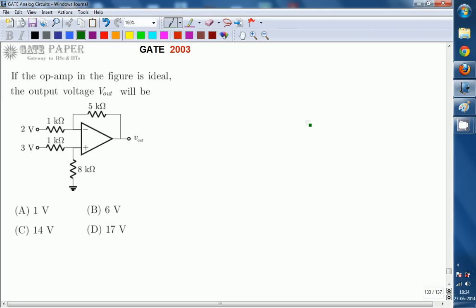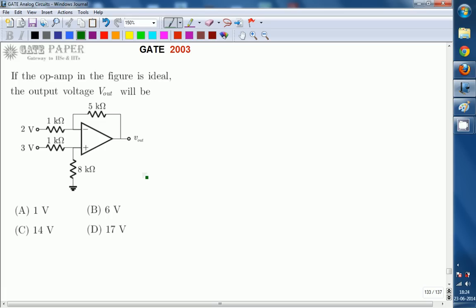Hello, we are discussing the GATE 2003 ECE paper, and this question is related to analog circuits. Look at the circuit diagram. If the op amp in the figure is ideal, the output voltage Vout will be. What is the output voltage Vout for the given circuit?